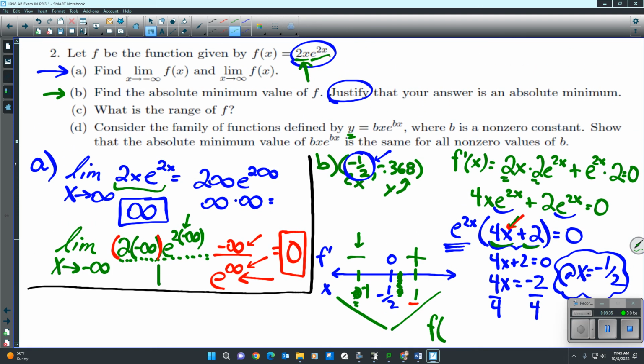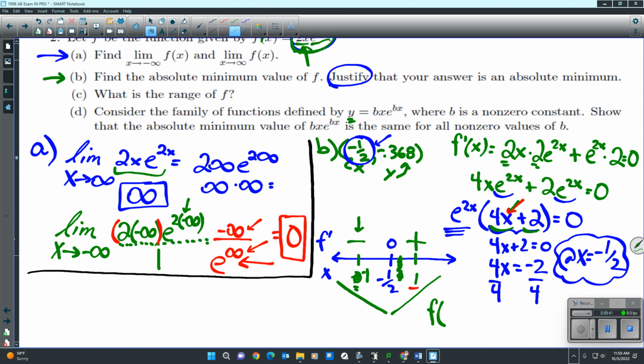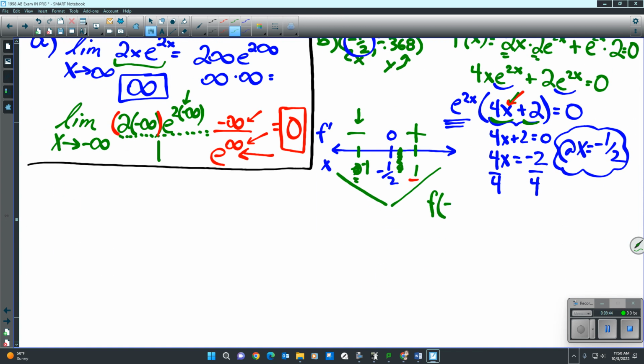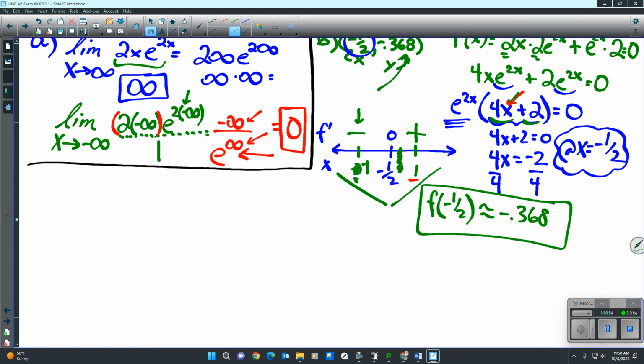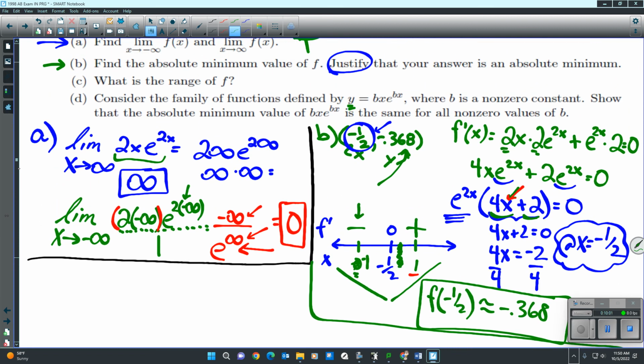I want to figure out my y value, and I'm going to plug in -1/2 for these x's. So f of -1/2, we already figured that out. It's approximately -0.368. Minimum. There you go, minimum. Find the absolute minimum, there it is. We're good to go.